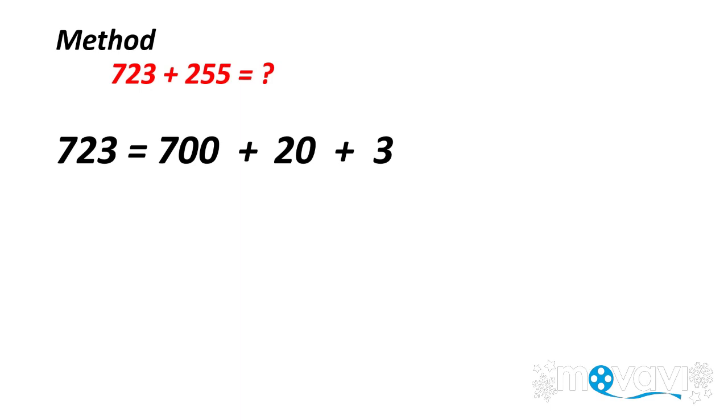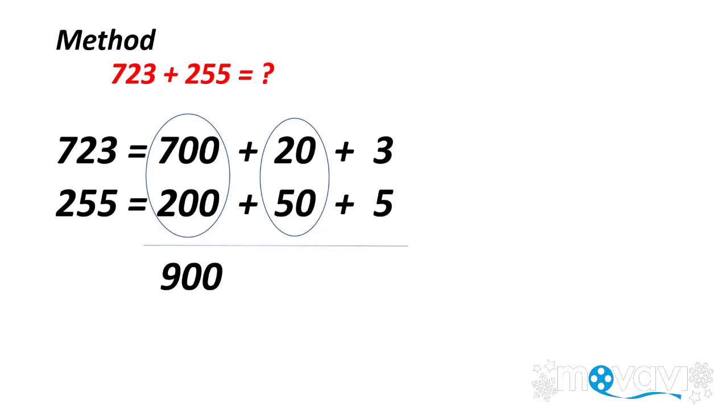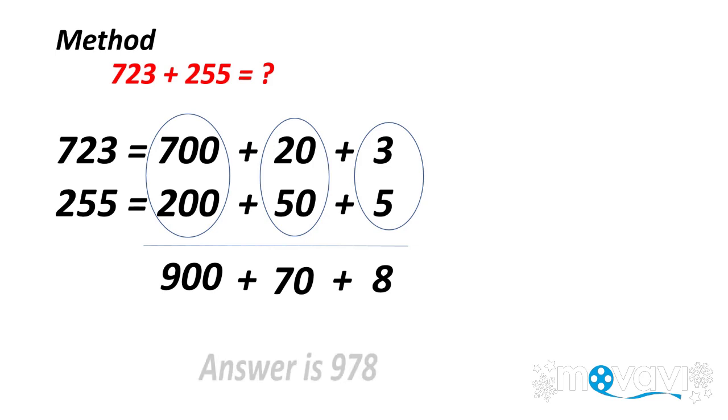723 equals 700 plus 20 plus 3. 255 equals 200 plus 50 plus 5. 700 plus 200 equals 900. 20 plus 50 equals 70. 3 plus 5 equals 8. 900 plus 70 plus 8, answer is 978.